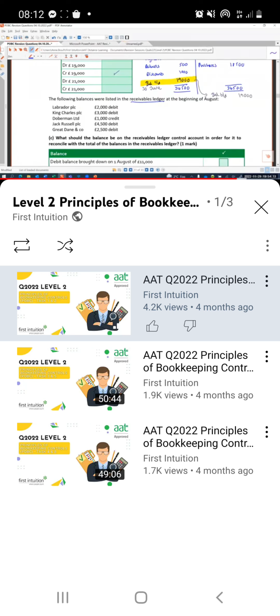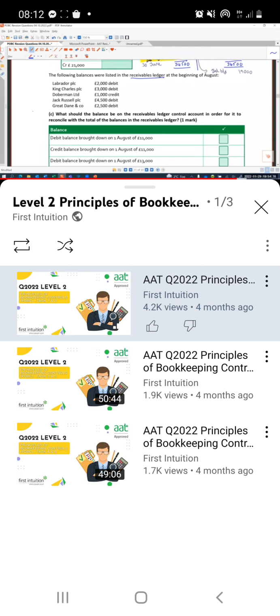Now, having done that, hopefully this question is a bit nicer. Let's look. Following balances are listed in the receivables ledger. So that's the list of the individual people we were just talking about. We've got Labrador, King Charles, Doberman, Jack Russell and Great Dane. But can you spot anything a bit funny about that list? Anybody in that list that, I was going to say, jumps out at you? They're all dogs. Yep, absolutely. That's why they're jumping out at us, Veronica.